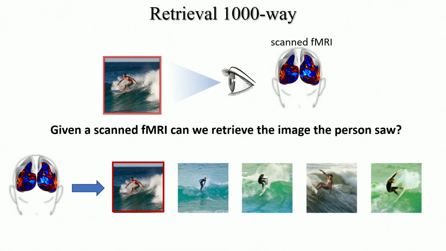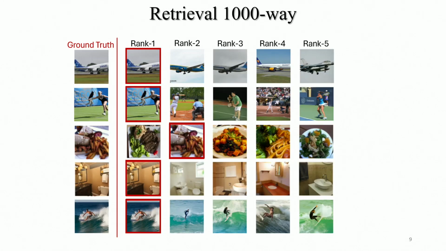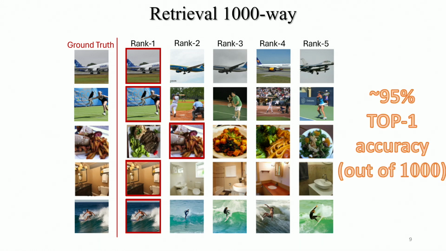The first image is indeed the correct one, but what's also interesting is that the other 4 images are also very similar semantically. We can see this pattern across many examples, and here are a few. In the top row, we can see that all the images are images of airplanes. Overall, we get 95% top 1 accuracy of retrieving the correct image out of a set of 1,000 images.